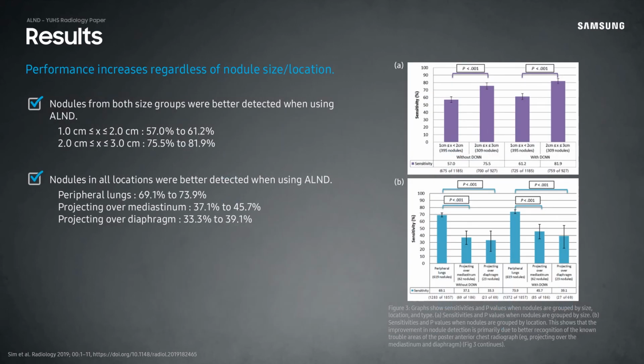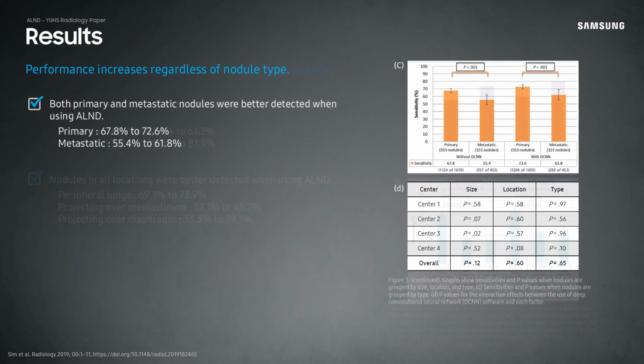When reviewing the diagnostic sensitivity of different size nodules, both size groups were better detected using ALND. Nodules from 1 to 2 centimeters in size went from 57% to 61.2%, and nodules 2 to 3 centimeters in size went from 75.5% to 81.9%. Locations did not play a role in detection rate, as nodules in all locations were better detected when using ALND as well. Lastly, both primary and metastatic nodules were better detected using ALND.